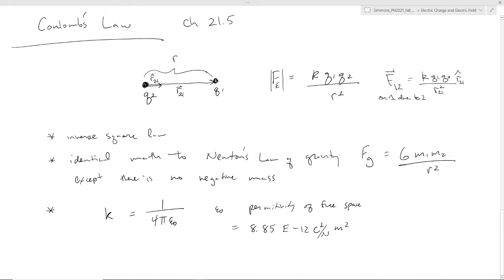Notice that we're talking about the force on charge 1 due to 2. If both of these charges are positive or both are negative, the force is going to point away, so it'd be pointing like that. However, if one of them was positive and one negative, then it would point the other direction, like that.